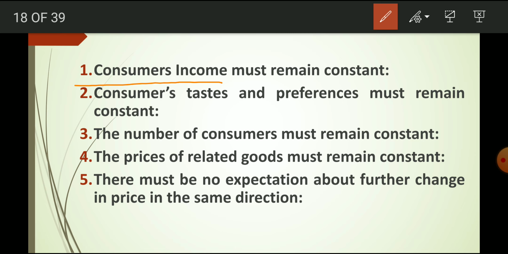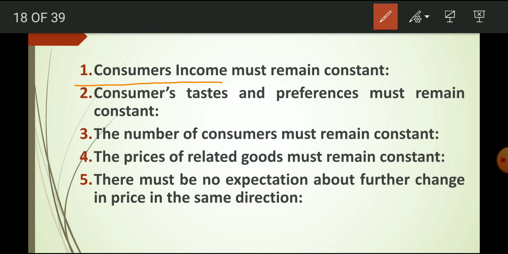We already prepared the first question, factors affecting demand. Among the factors, the first factor is price, but here, when the law of demand is applicable, only price should change, price should only increase or decrease, and other factors should remain constant. Constant means no change. So the consumer's income must remain constant. For example, whenever the price of the product increases and simultaneously the consumer's income also increases, then you can purchase goods at any price. So the law of demand is not applicable.